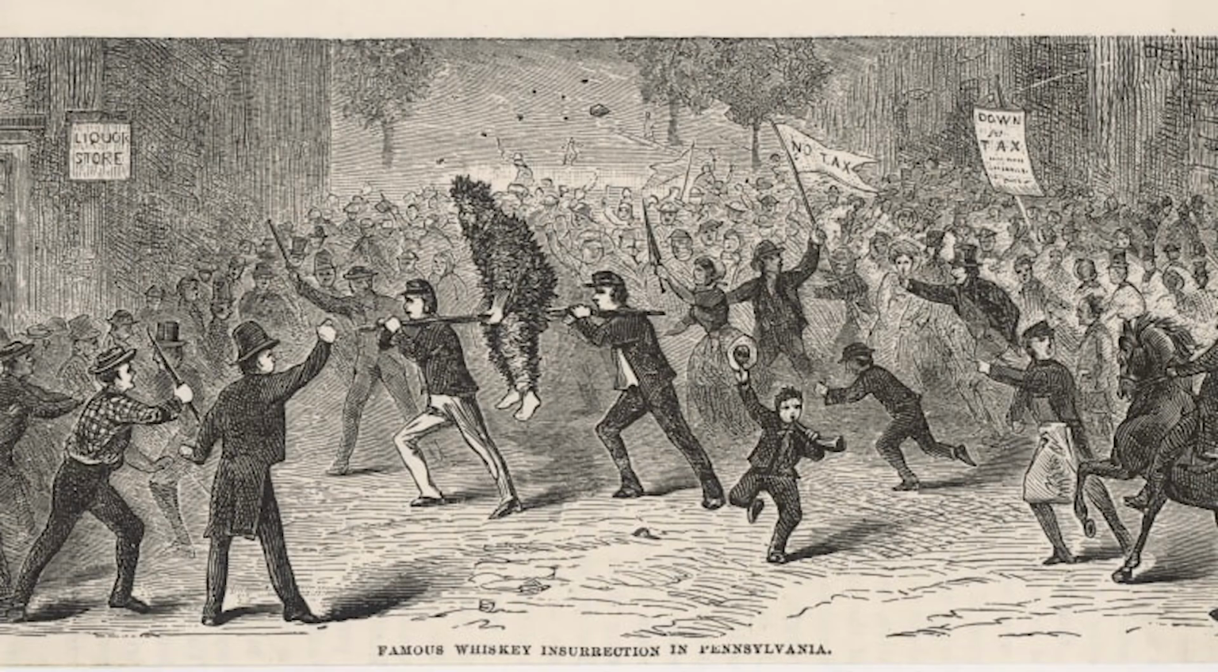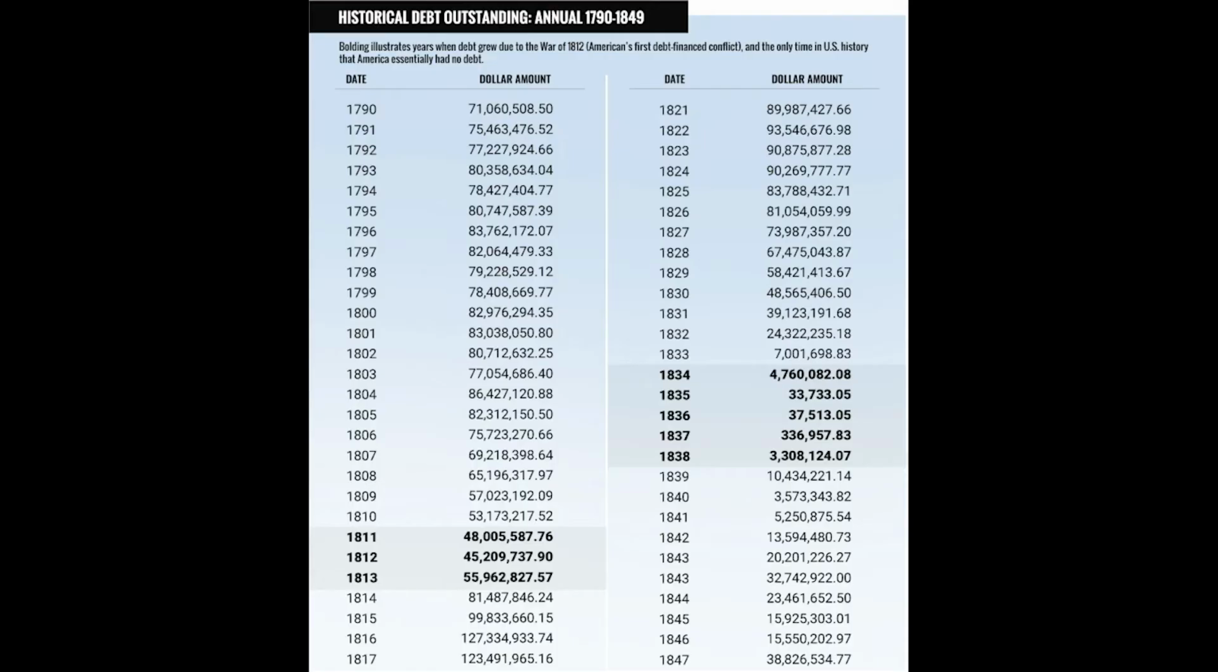Well, ironically, with taxes and tariffs. This was very unpopular and led to the infamous Whiskey Tax Rebellion, which the government suppressed. But the taxes, tariffs, and a growing economy did help pay back the debt to only $34,000 in 1835.